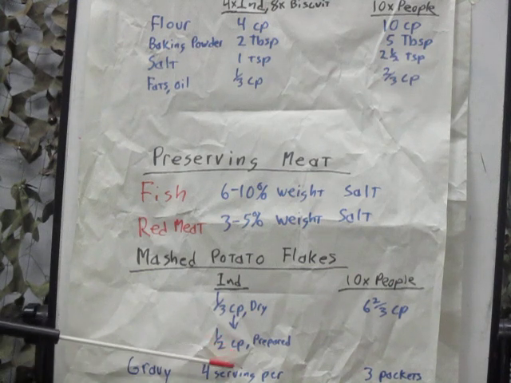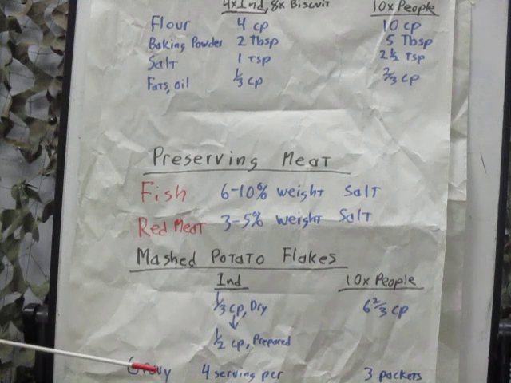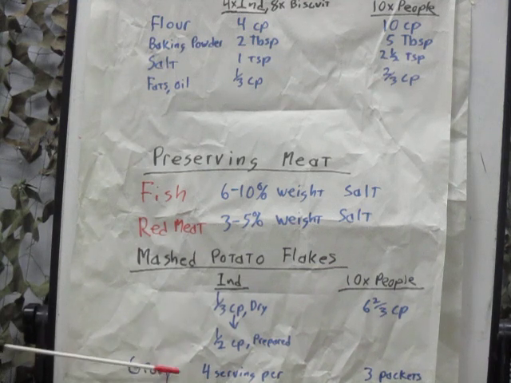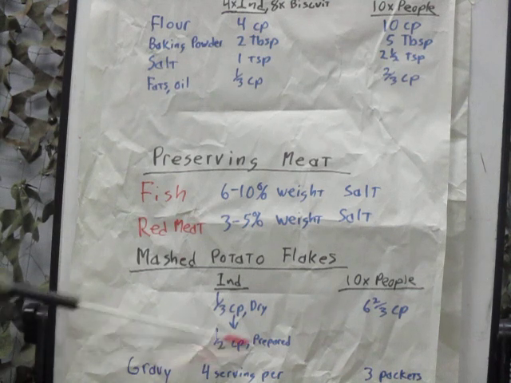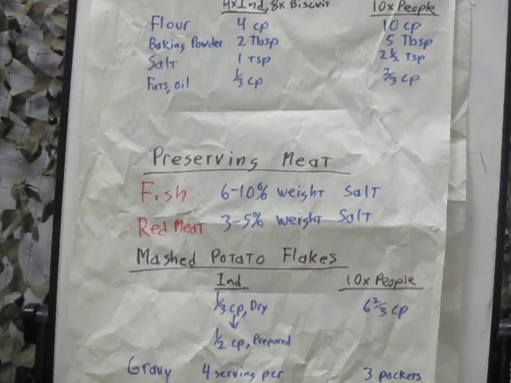And then you typically want to add some type of gravy to it. Gravy packets look like they average about 4 servings per packet. Most of those are typically just add water, maybe a little bit of fat. So for 10 people, you figure 3 packets. And remember, that is per meal per 10 people.